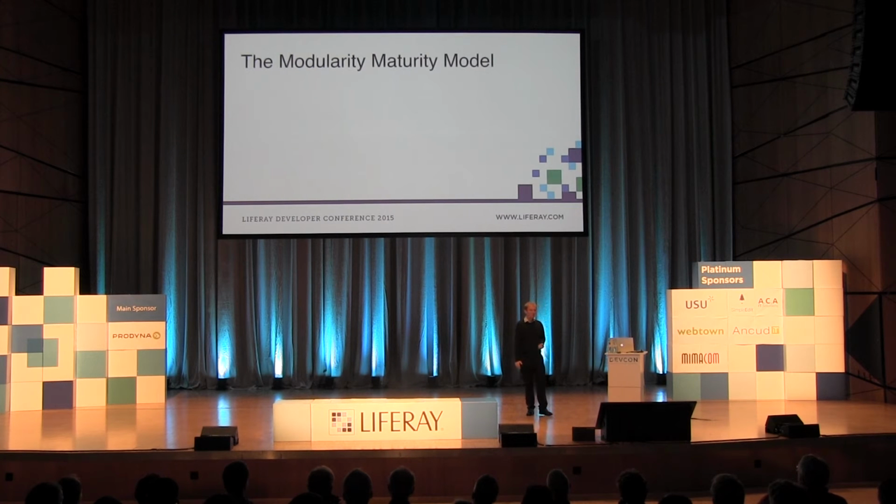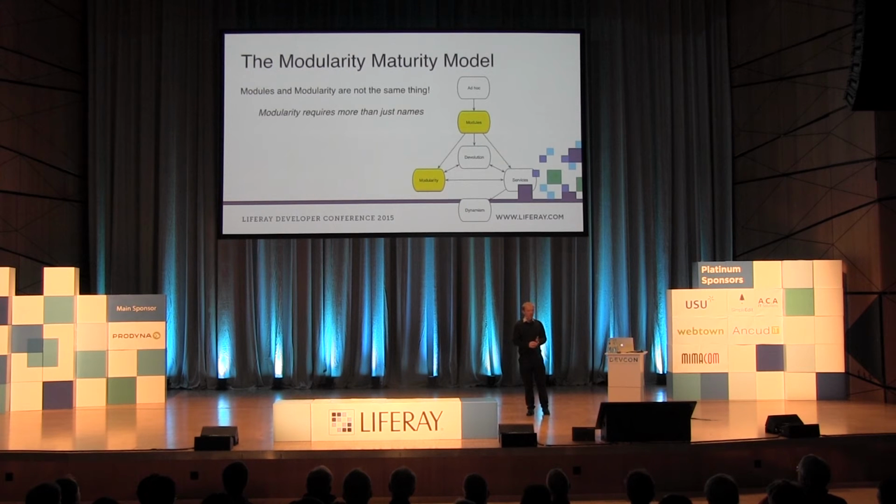So this is where we come to something called the modularity maturity model, which is where we learn that modules and modularity are not the same thing. They are related, but they're not the same. Because modularity needs more than just a name. So you can see here we've highlighted on the modularity maturity model the 2 different things that we're interested in. And you start with basically nothing, my lump of code where some horrible developer has written the entirety of their application in one class, possibly even one method.